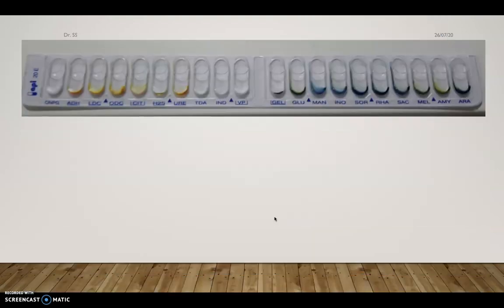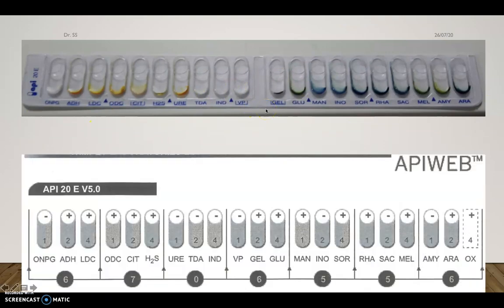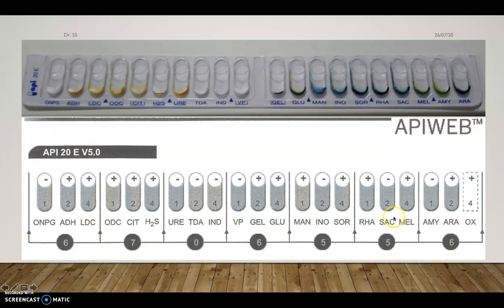And this is the kit, the uninoculated API 20E kit, and this is the result. If a color change is observed, it is represented with a positive symbol. If no result is observed, it is represented with a negative symbol. After the results are observed, a standard number is given, right? We have to input this number into the API web, and after that we will get the results.